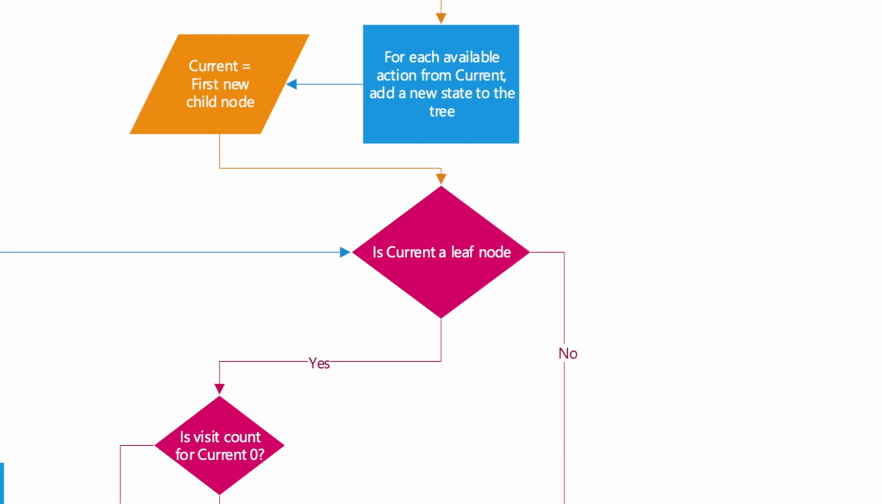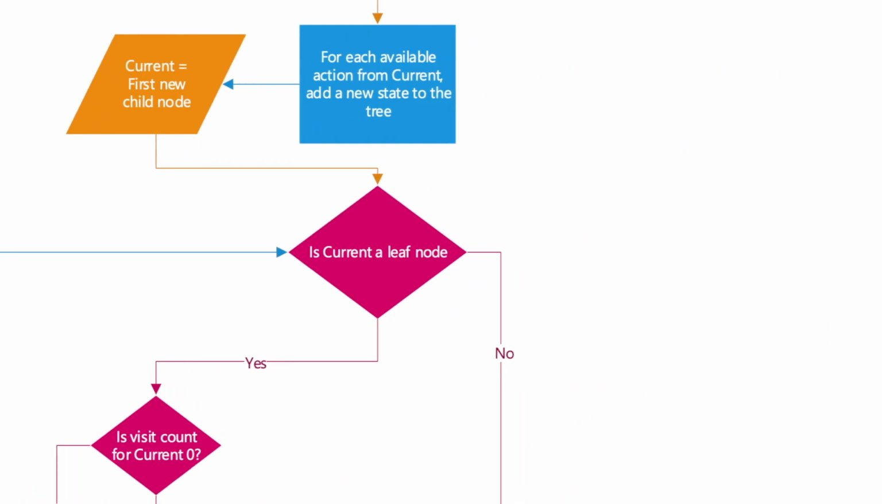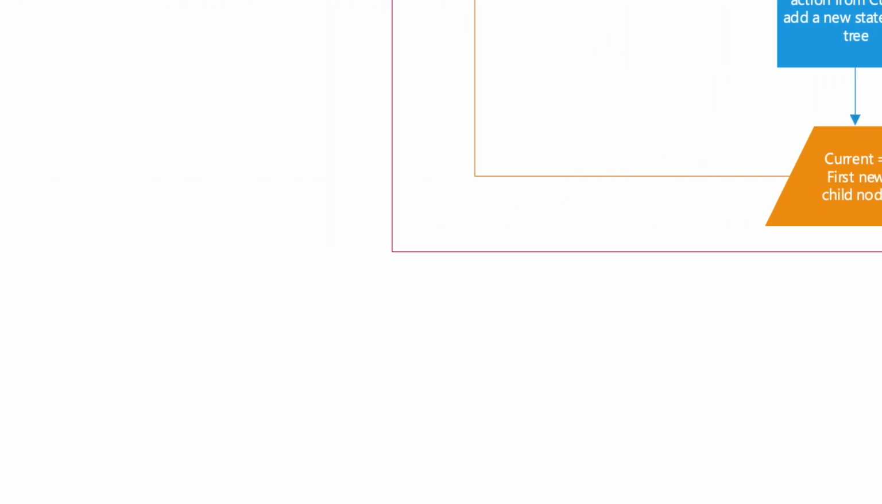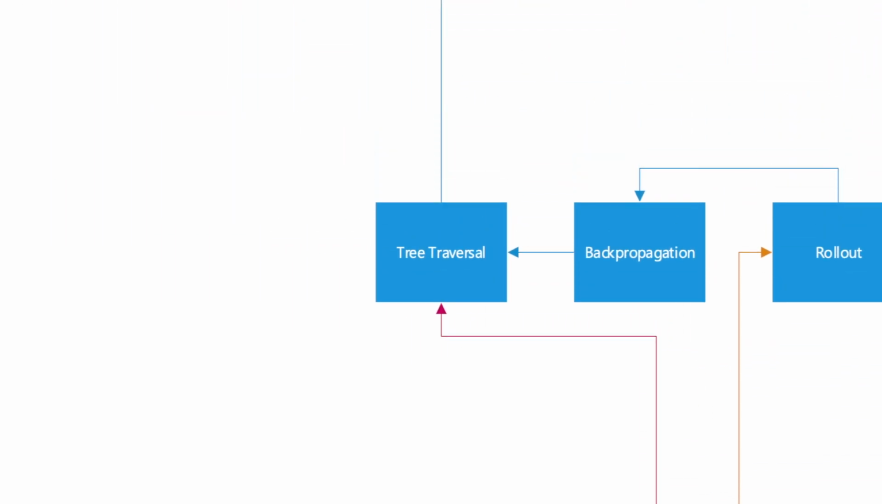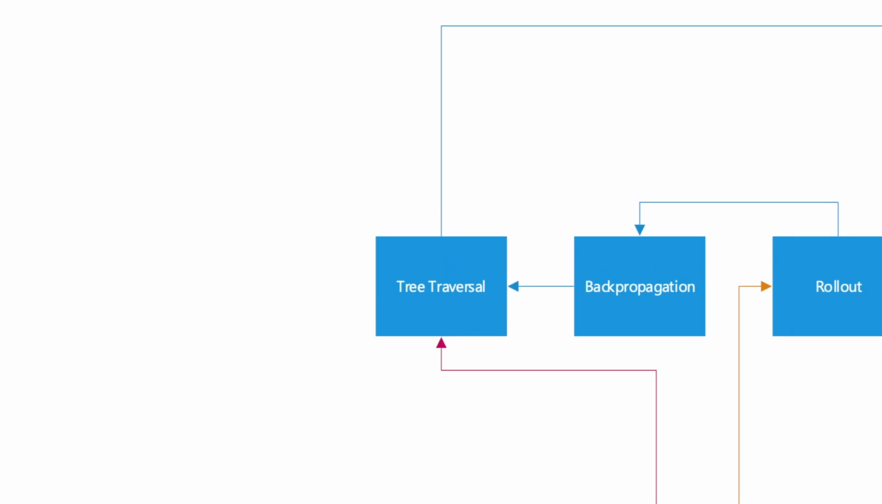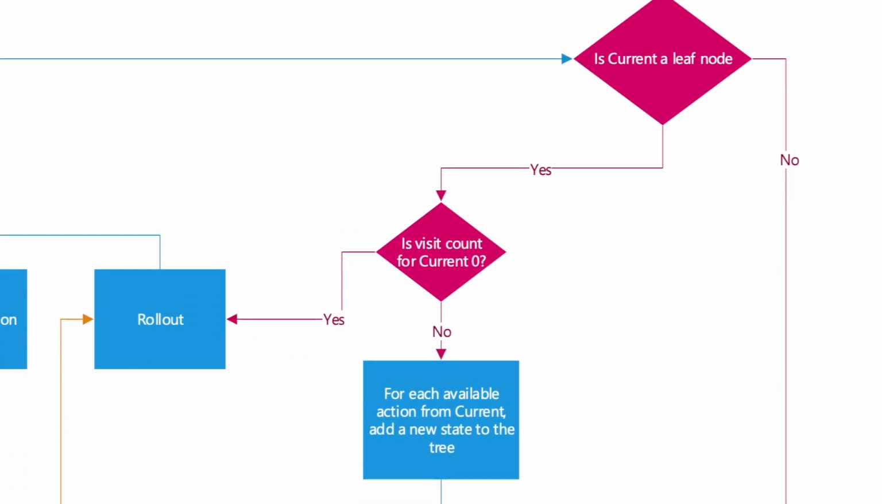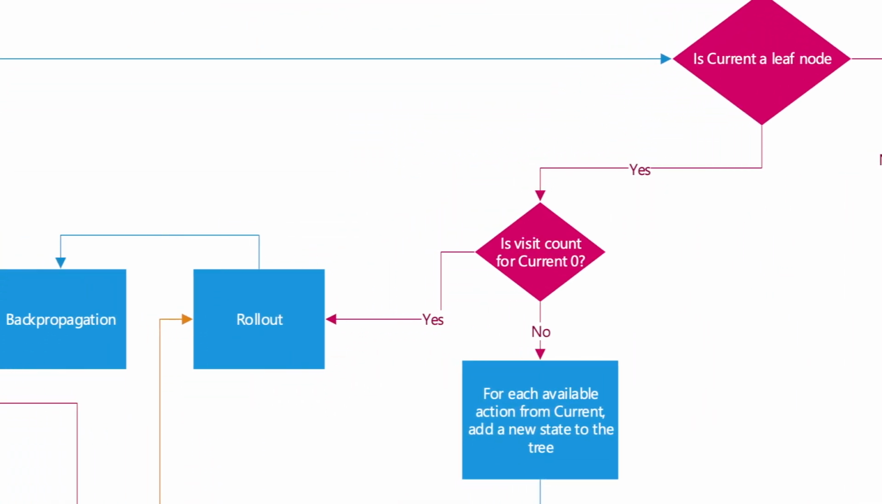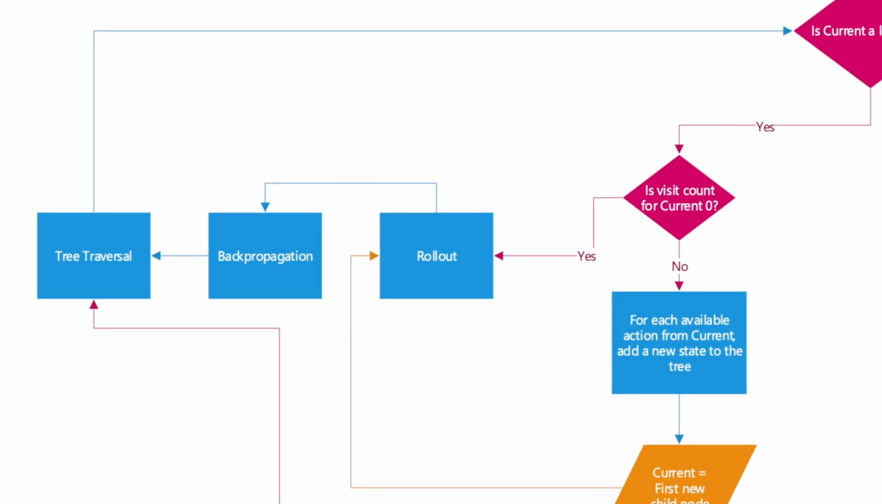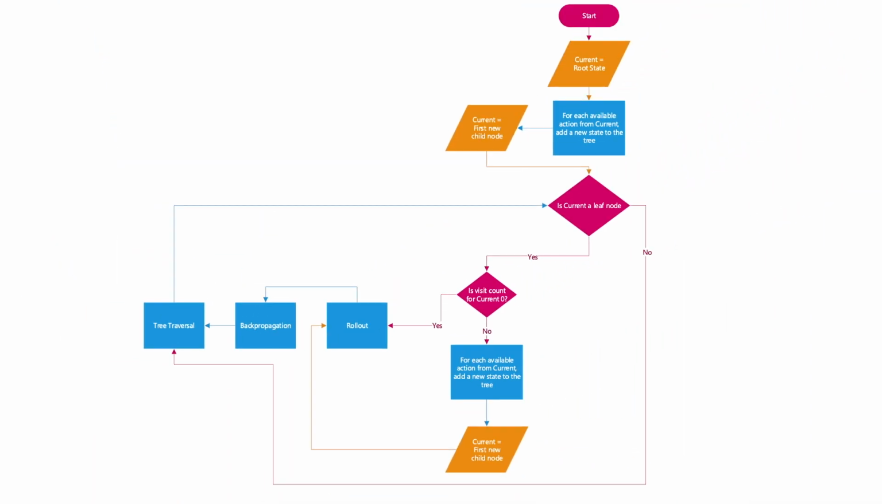We check, is current a leaf node, and this time it is not a leaf node. So we perform tree traversal again, and we go down the hierarchy, down the levels of the tree. We perform tree traversal again, and check, is current a leaf node? Yes. Is the visit count of current 0? Yes, and we perform rollout. So this entire process continues until something occurs, which we'll discuss now.